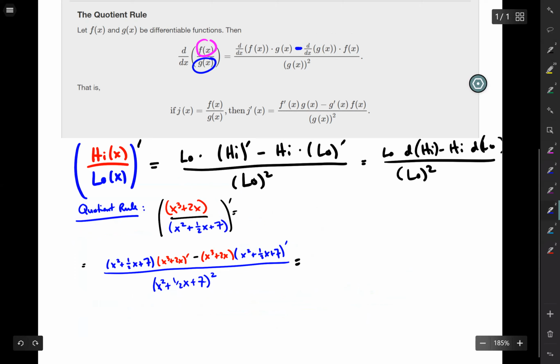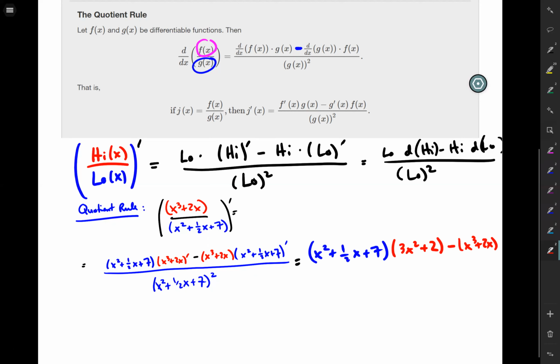Okay, so again, we have low times d high, which would be 3x squared plus 2, minus high times d low, and again, I keep running out of space, 2x plus 1/2, all over the square of the thing below.